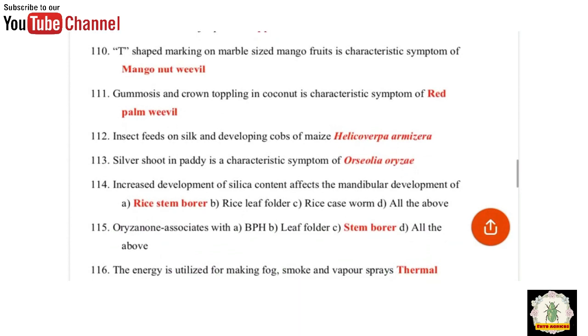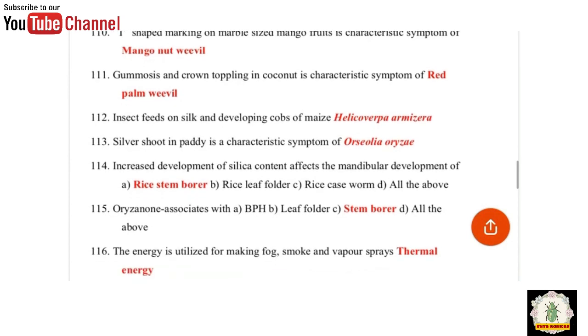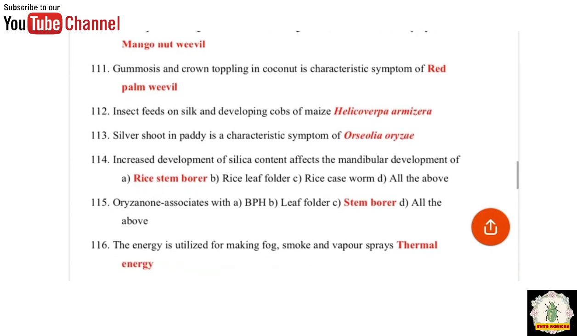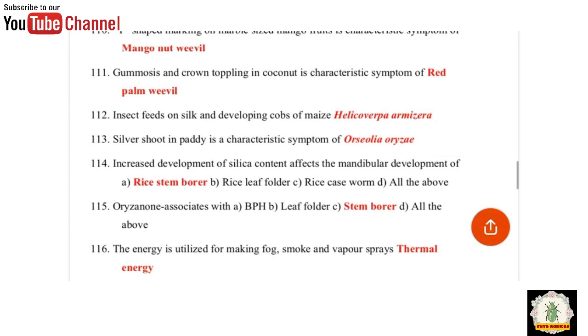Oryzae associates with brown plant hopper, leaf folder, stem borer, and all the above. So this oryzae associates with the stem borer. The energy is utilized for making fog, smoke, and vapor sprays. So this thermal energy is used for making fog, smoke, and vapors.